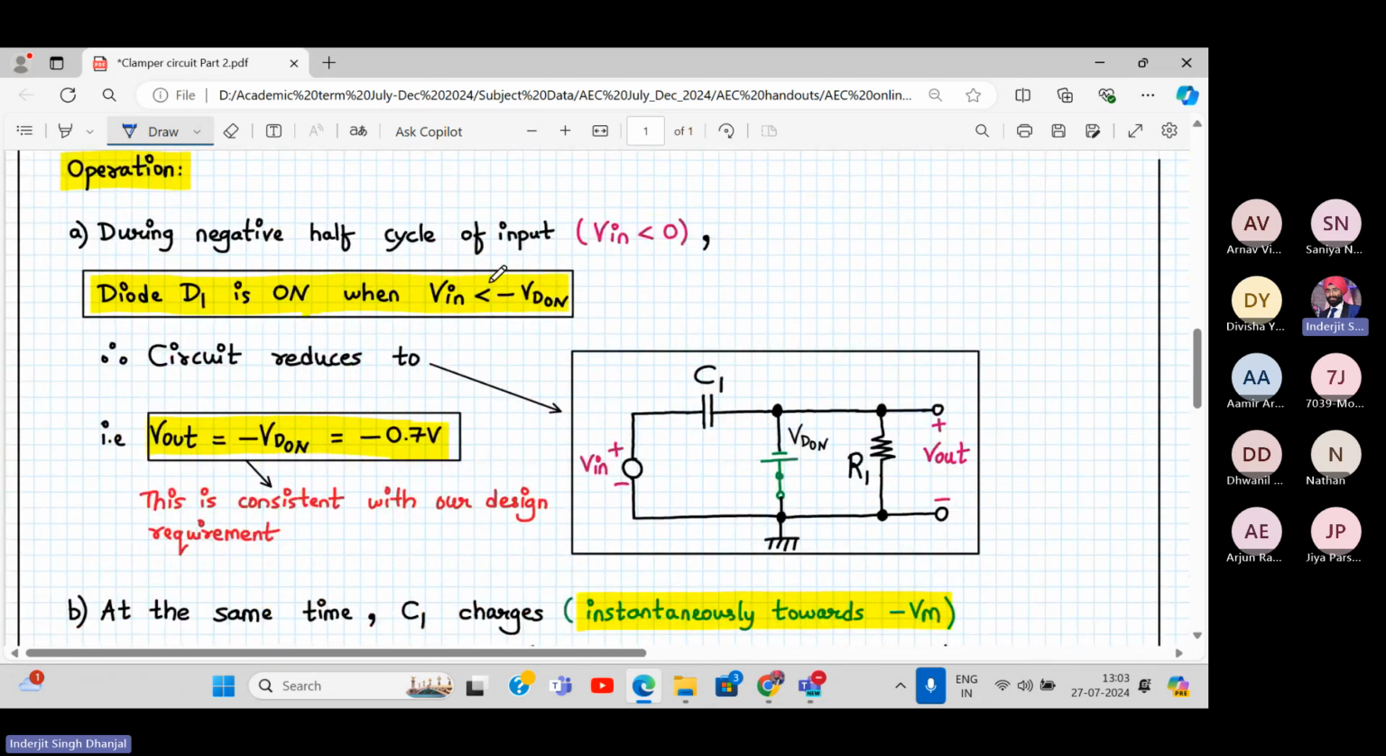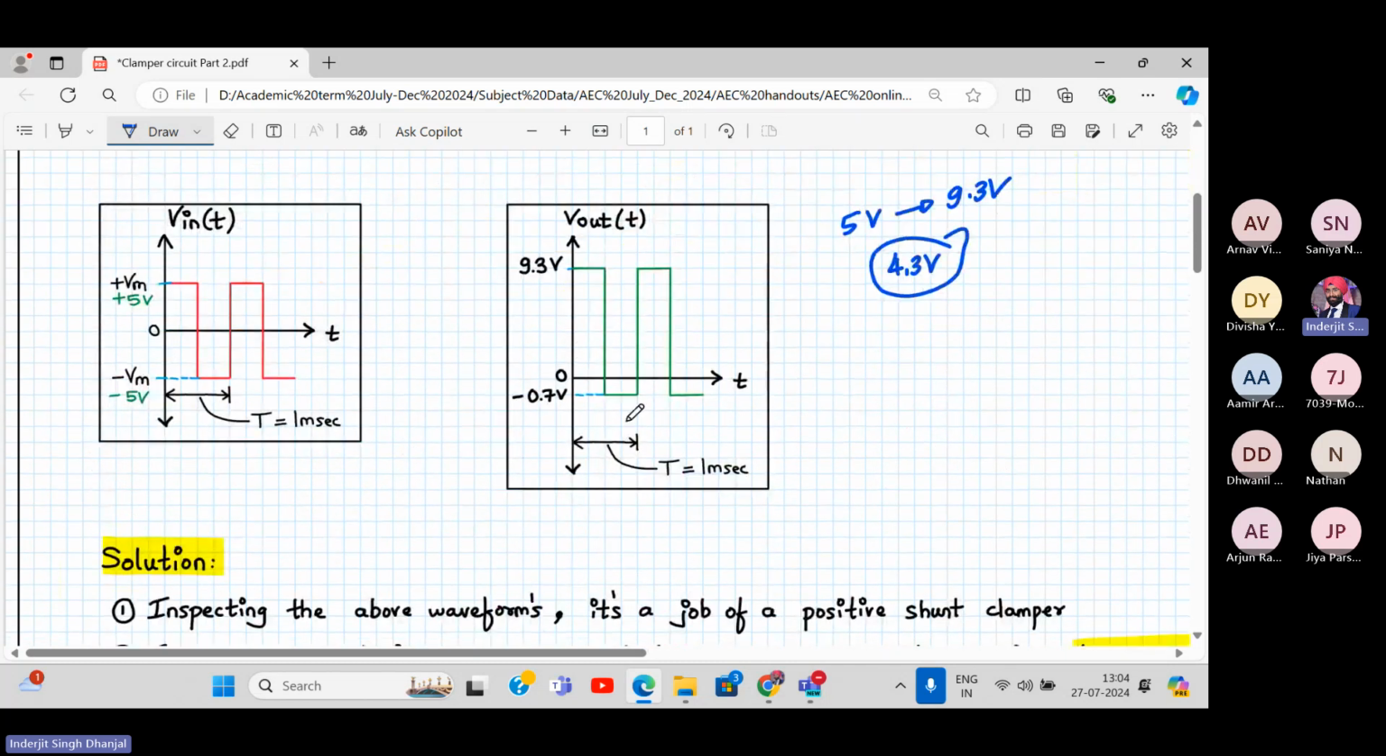The diode is turning on when input is less than minus VD on. You again agree on that? When input is less than minus VD on. Yes or no? You have seen that before. So the circuit reduces to this and output is equal to minus VD on, or minus 0.7. So during the negative half cycle, our output is equal to minus VD on or minus 0.7, which is correct. This is what we want.